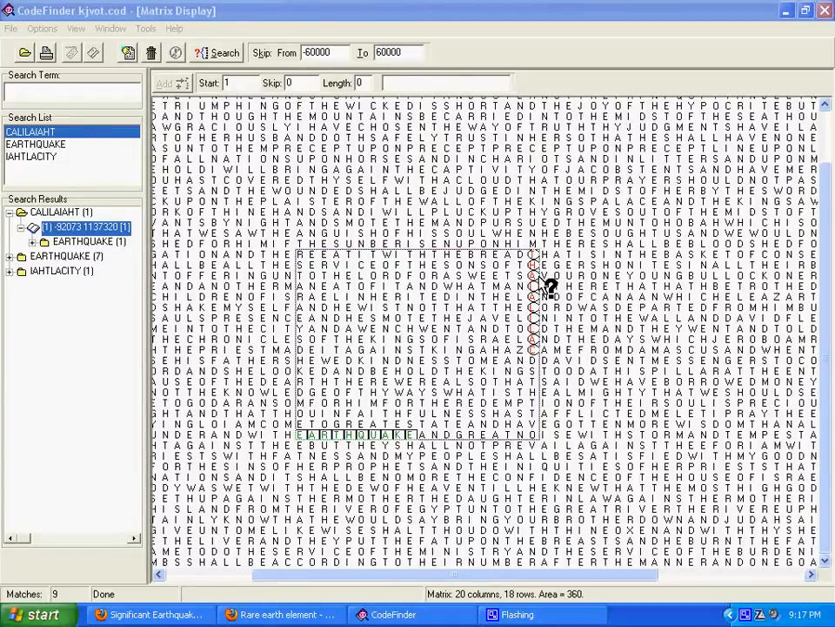So what I'm going to do is try to expand on this search and see if I can find more terms within this whole matrix. I like to search for dates, and the reason why is that it makes it better.